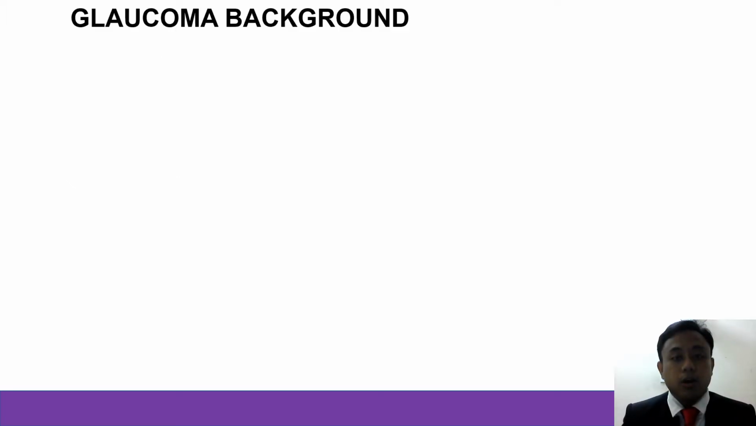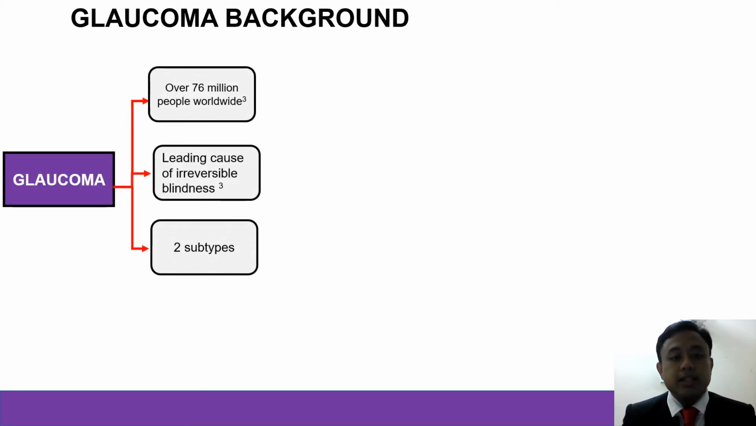So let's talk about glaucoma. Now, glaucoma is an ocular disease that has affected the lives of more than 76 million people worldwide. Currently, it is the leading cause of irreversible blindness in the world.